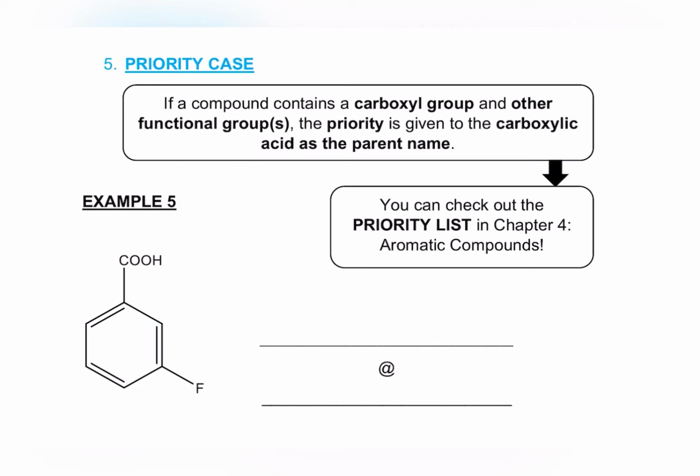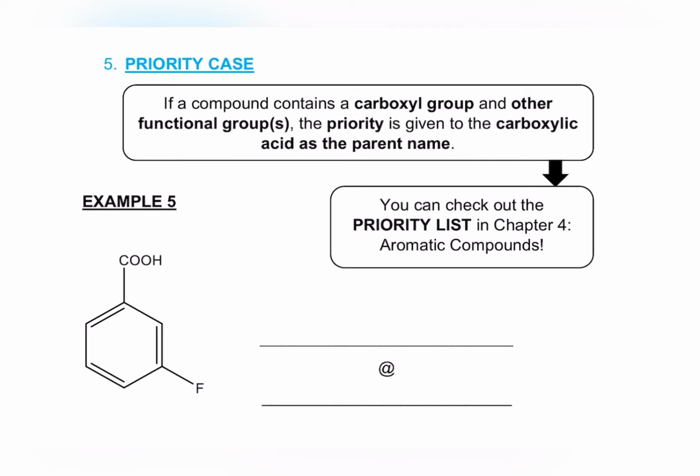So this is where you have the priority list, when you have a compound containing more than 2 functional groups, you have to refer to the priority list to see which one is the most priority. And as you know, when you refer to the list, the compound that contains carboxyl group will be the most priority. So that's why carboxylic acid can be the parent name. You can check out the priority list in chapter 4, aromatic compounds, because I've already taught you about this one in that chapter.